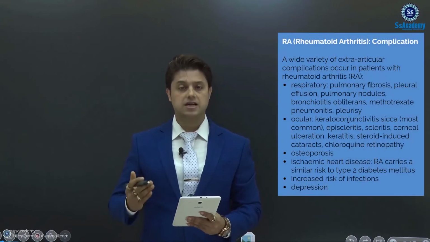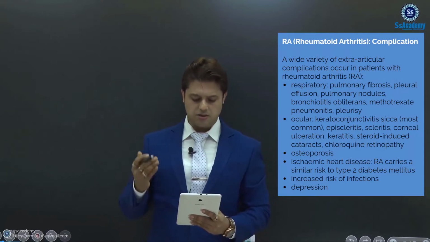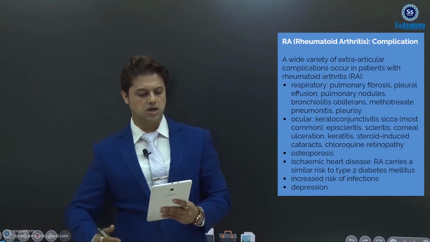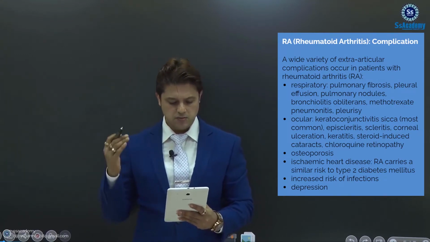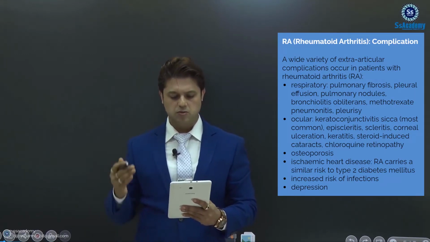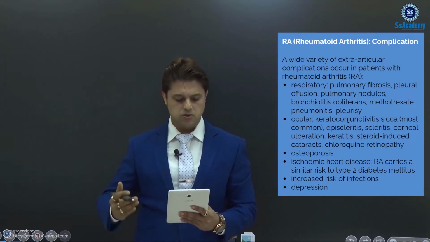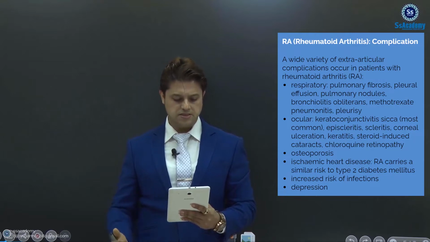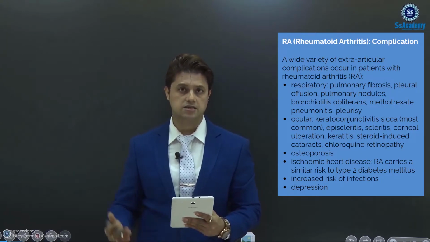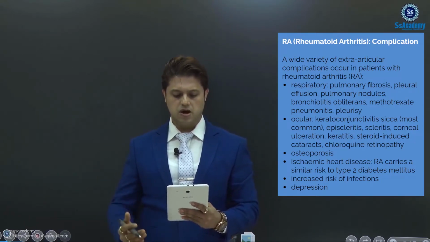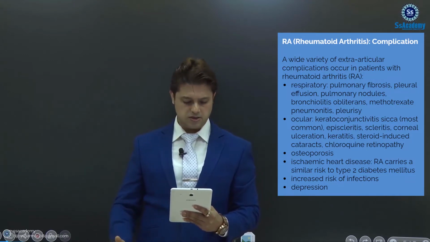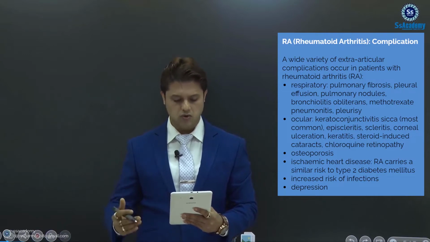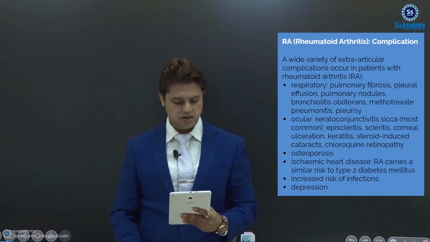A wide variety of extra-articular complications occur in patients with rheumatoid arthritis. Respiratory complications include pulmonary fibrosis, pleural effusion, pulmonary nodules, bronchiolitis obliterans, methotrexate pneumonitis, and pleurisy. Ocular manifestations: keratoconjunctivitis sicca is the most common. Also episcleritis, scleritis, corneal ulceration, keratitis, steroid-induced cataracts, and chloroquine retinopathy.